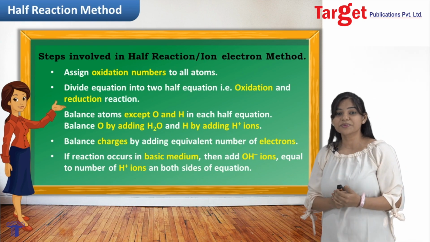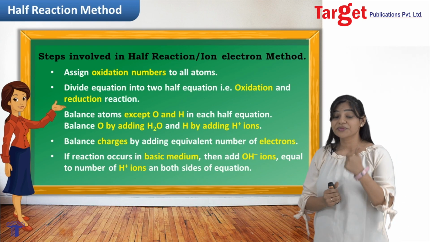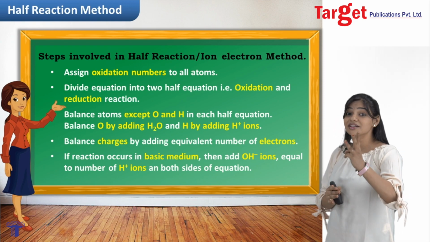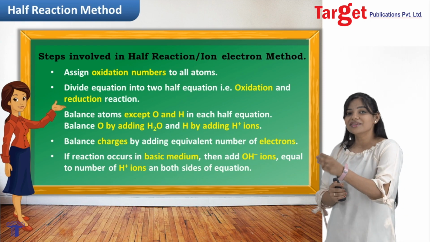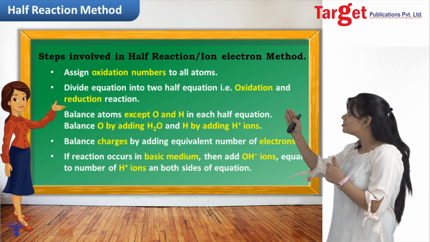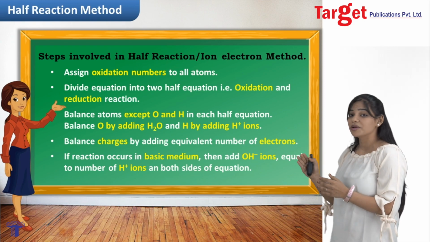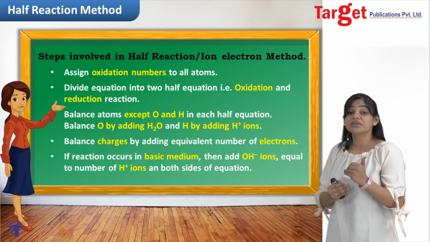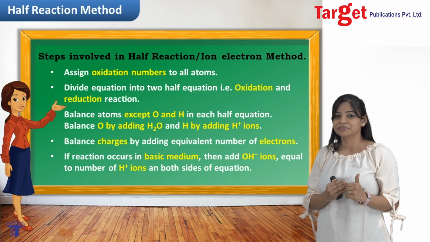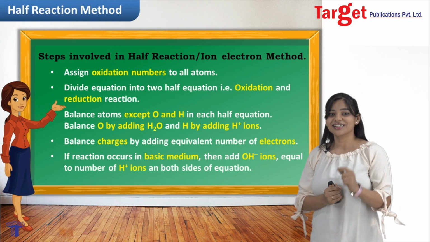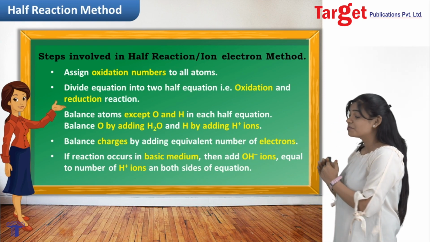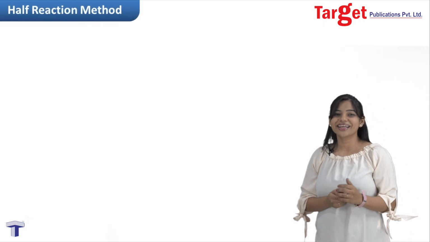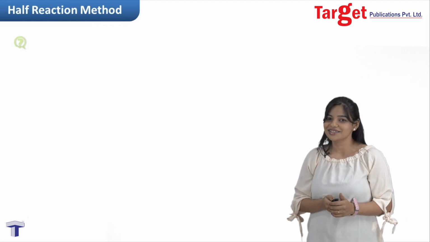So students, what are the steps? First step, assign the oxidation number. Second step, separate the reaction into oxidation and reduction reactions. Third step is to balance all the atoms first and then balance oxygen and hydrogen atoms. The fourth step is to balance the charges by adding electrons, and then we add both the oxidation and reduction half reactions. And finally, if the reaction is in basic medium, we add OH minus equal to the H plus ions in the reaction. So let's start with an example to understand how to balance with this method.